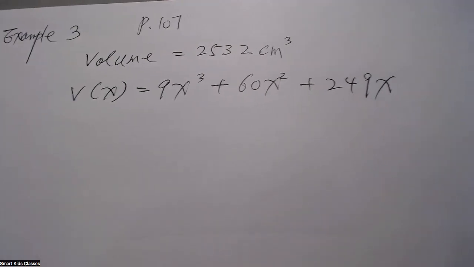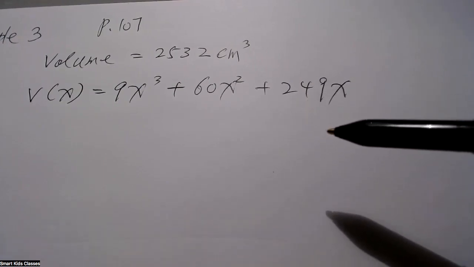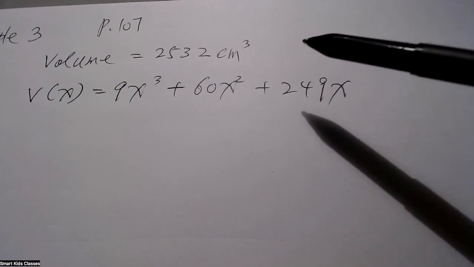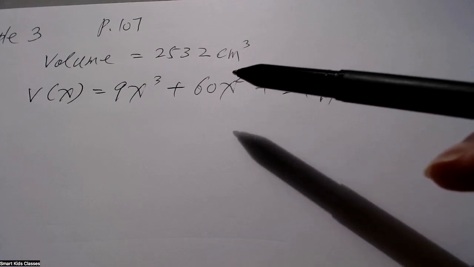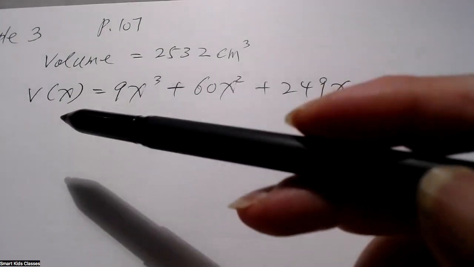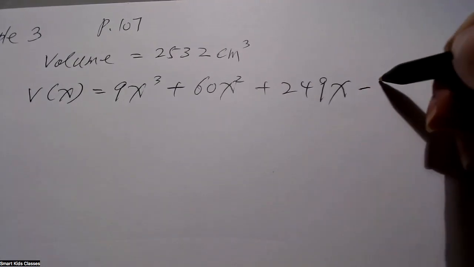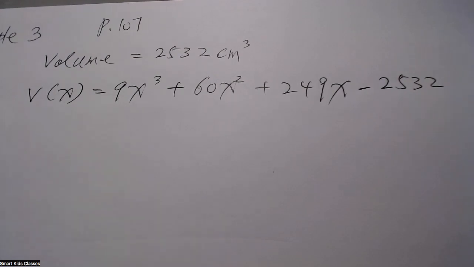249x. So for this volume, we're going to find all the factors for the dimensions. So we're going to take the equation equal to the volume. We're going to move the volume from the left side to the right side, so it becomes subtract 2,532.